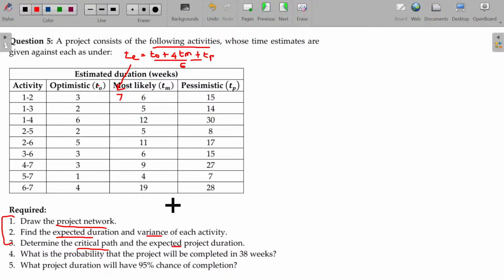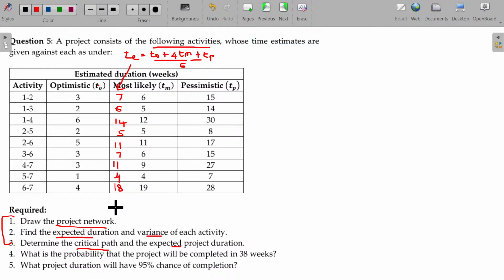Okay, 6. Then the same way 14, 5, 11, 7, 11, 4 and 18. Cross verify this.